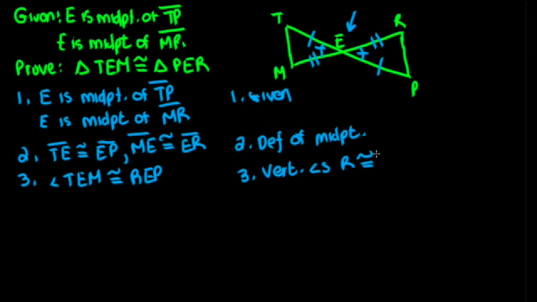Now we have three known things between these two triangles which we know are congruent. We have the side, an angle, and another side. This is exactly what the SAS postulate states. So we can say that triangle TEM is congruent to triangle PER because of the SAS postulate.